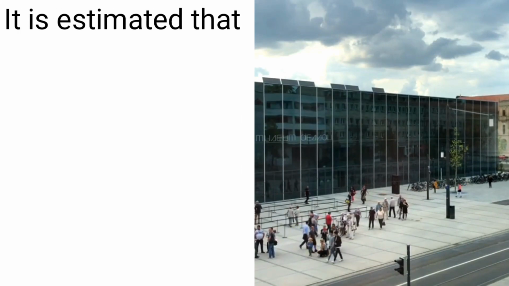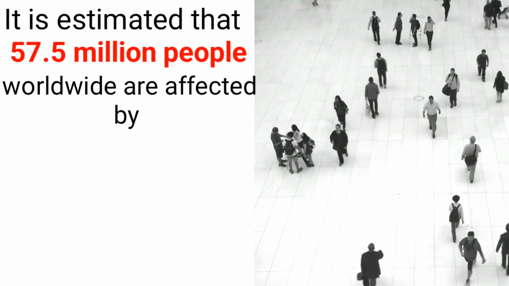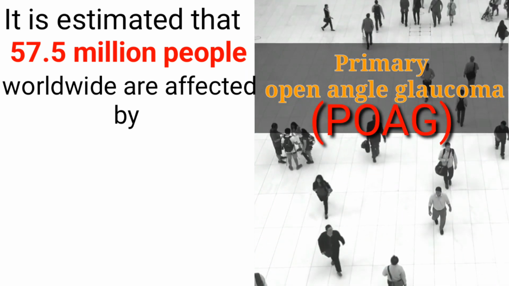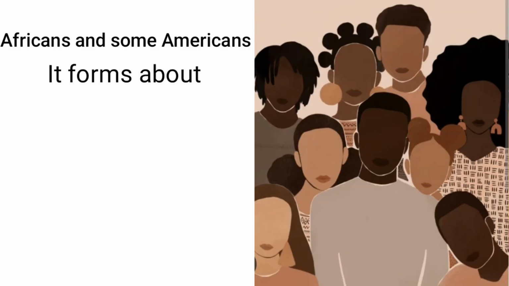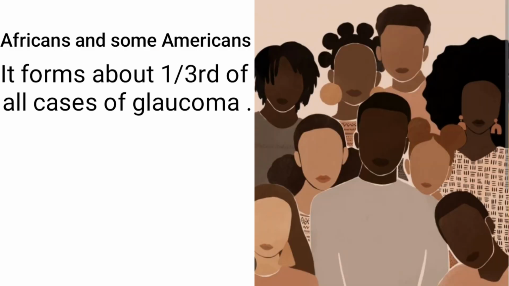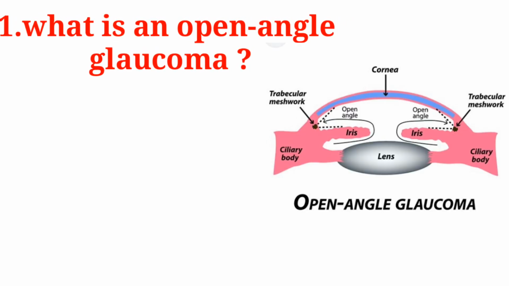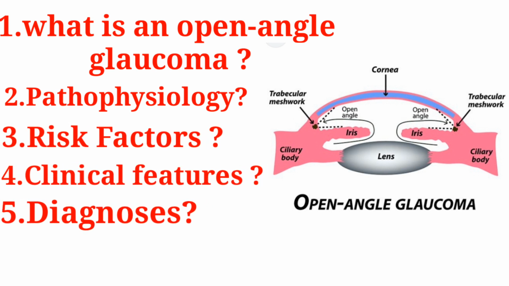It is estimated that 57.5 million people worldwide are affected by primary open angle glaucoma, most of whom are black people, particularly Africans and some Americans. It forms about one-third of all cases of glaucoma. Now let us know what is open angle glaucoma, its pathophysiology, risk factors, clinical features, diagnosis and management.